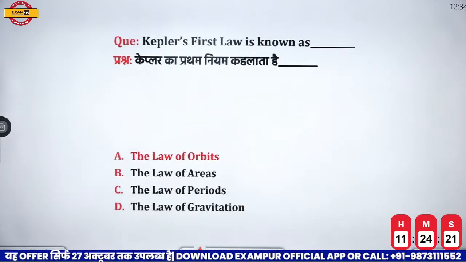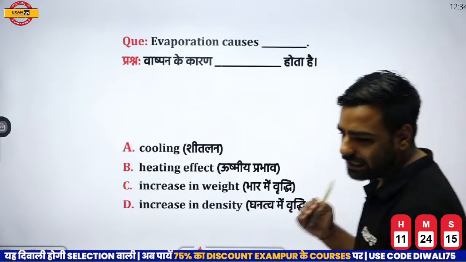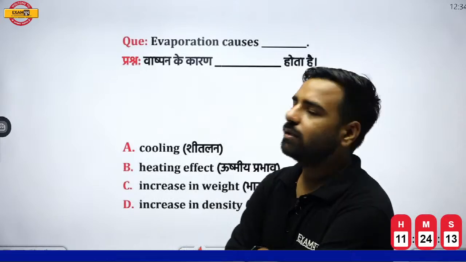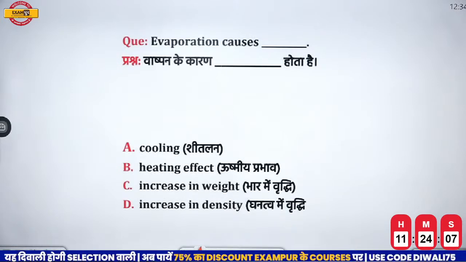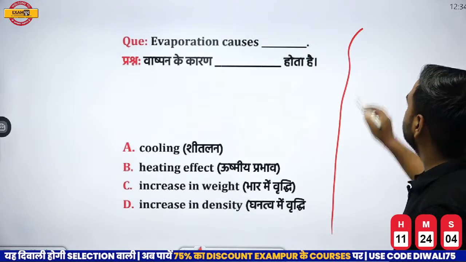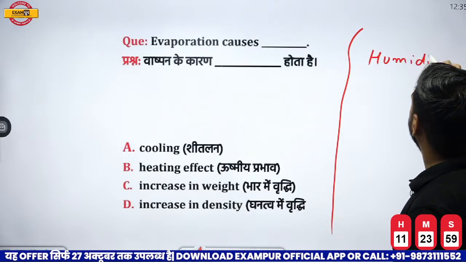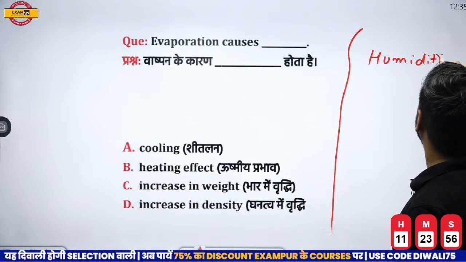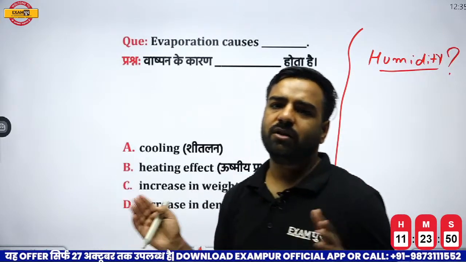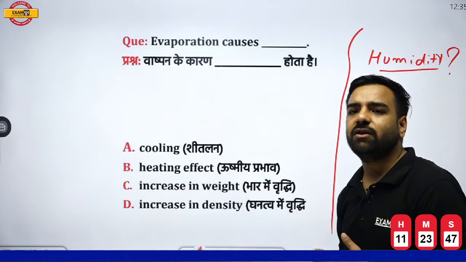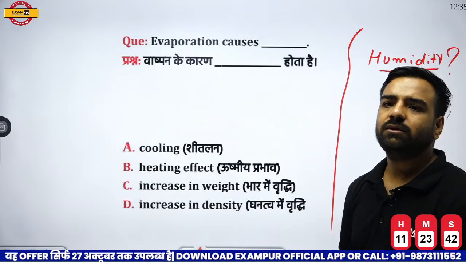Next please. Next question is, evaporation causes what? What is the cause of evaporation? What does it actually do? Evaporation. First is cooling, second is heating effect, third is increase in weight, fourth is increase in density. Waiting for the answer. Then I have one more question. Answer please. Evaporation causes what? Cooling, heating, increase in weight or increase in density. What is the correct answer? So Vikramaditya, you are going with?